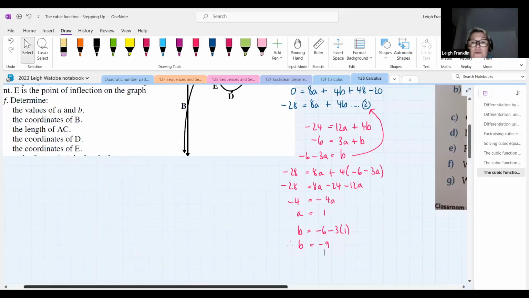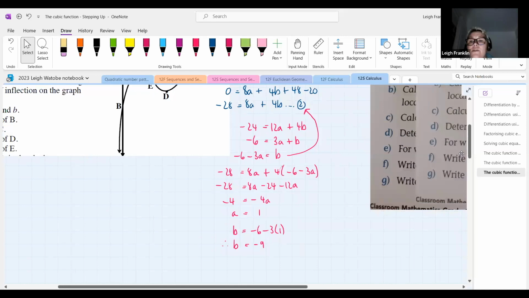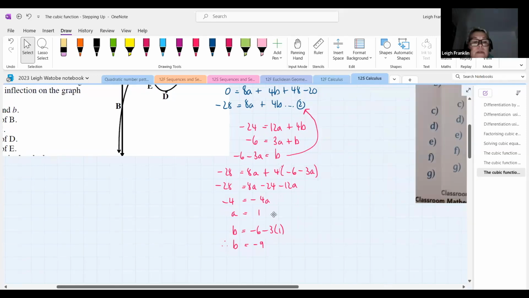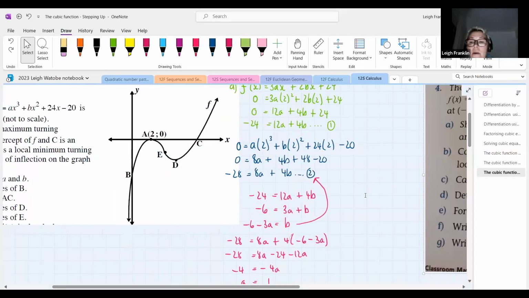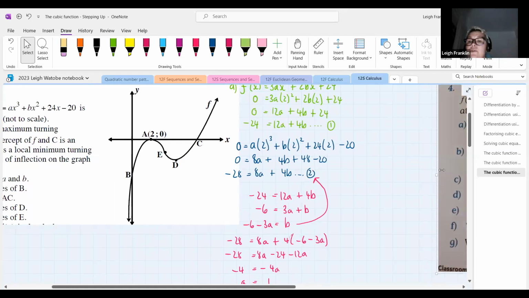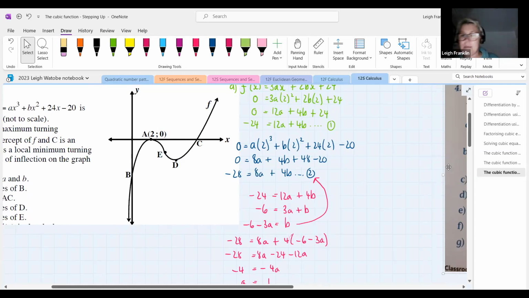If you want to use elimination, sorry, this is just a question for later. Let me just move it over. Oopsie daisy, too much. If you want to use elimination, there it is. Okay, elimination.